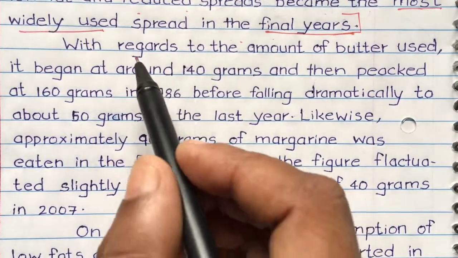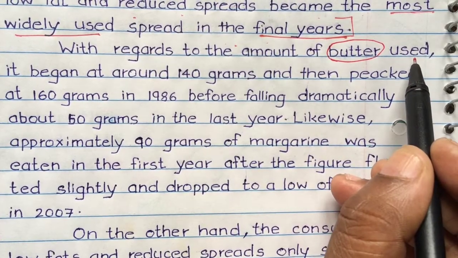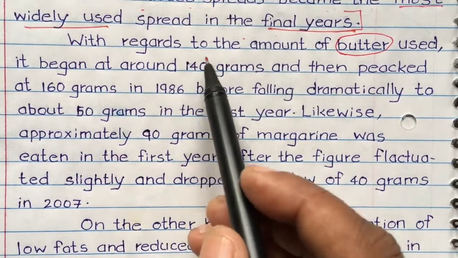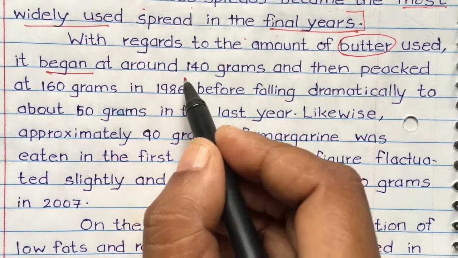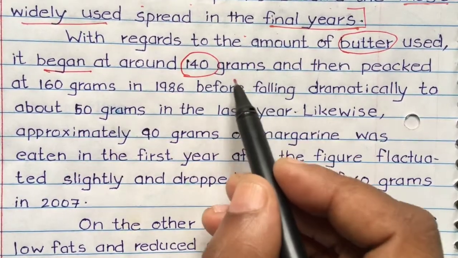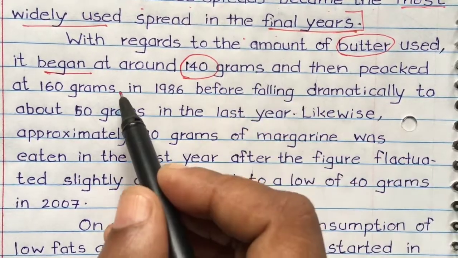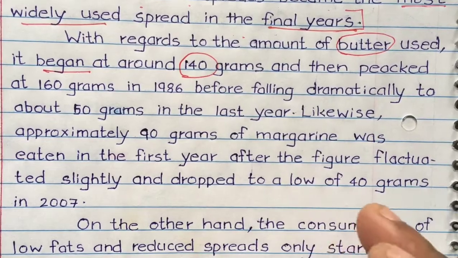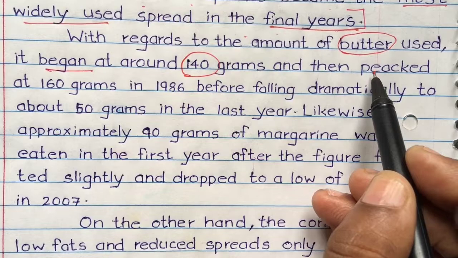Okay. So with regard to the amount of butter used, so I'm going to talk with the butter. I'll read first, then we'll go to the diagram and see. With regard to the amount of butter used, it began at around 140 grams, because they have given grams, right? So we have to write exactly how many grams it started and how it is decreased, whether it is decreased or increased. And it started with 140 grams and then peaked.